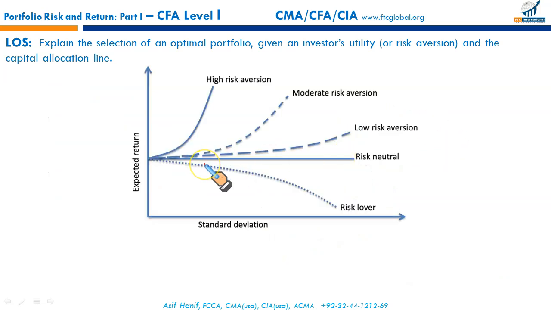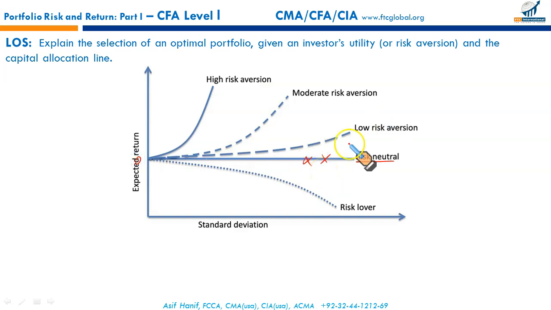So we can also show risk aversion this way. A risk lover is just interested in taking on risks, even if the returns are falling. Look at this, he's looking for risk: risk loving, risk seeking. Whereas the one that is risk neutral needs a certain return irrespective of the level of risk.